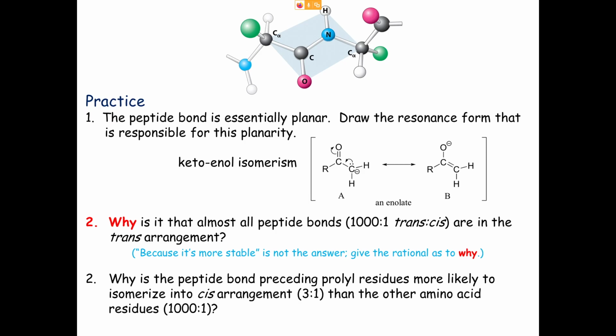Yes, thank you. Okay, so don't say it's more likely to be cis than trans. It's more likely to be cis than other amino acids' chance of being cis. That's what that 3 to 1 means.